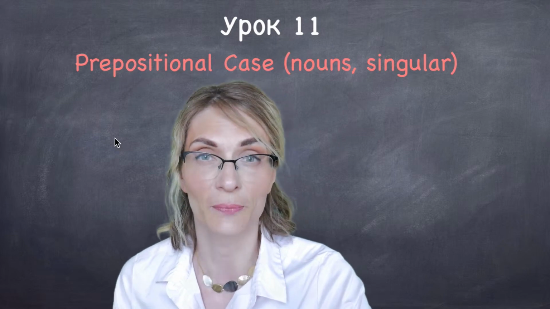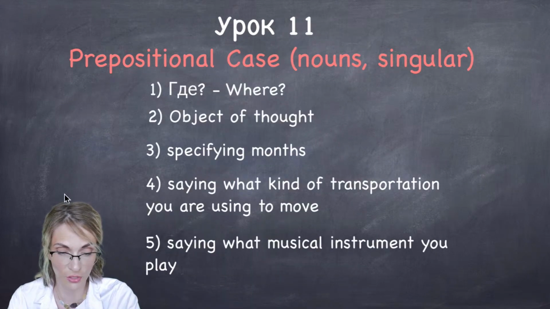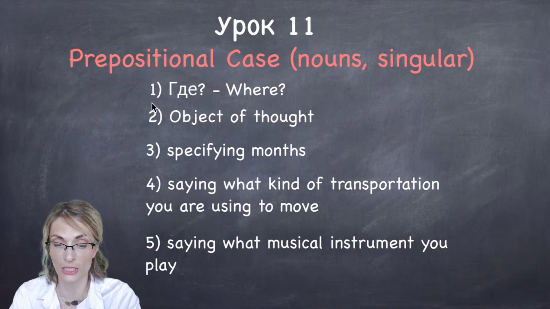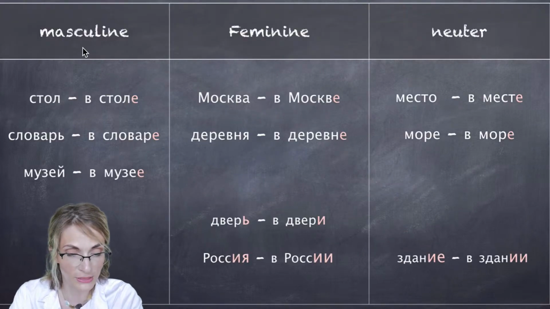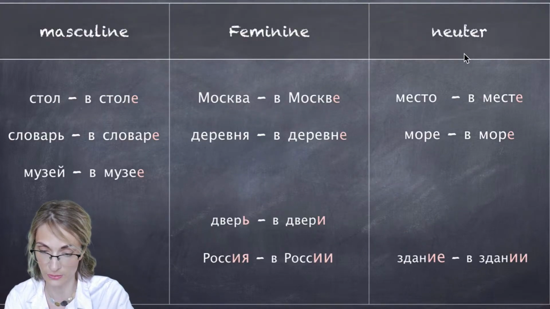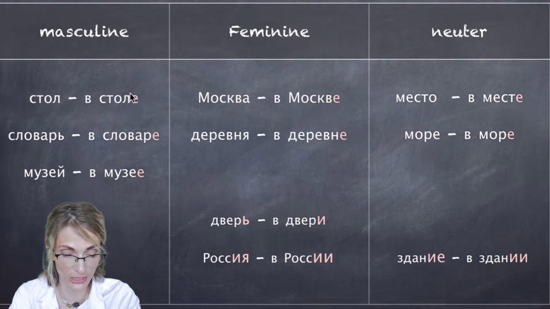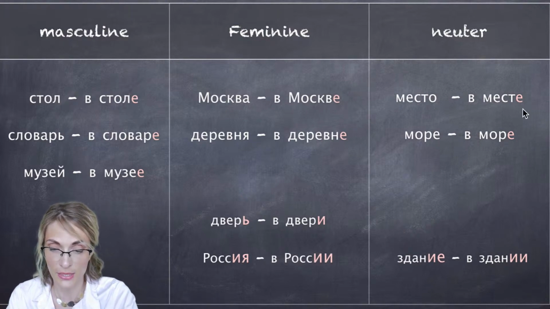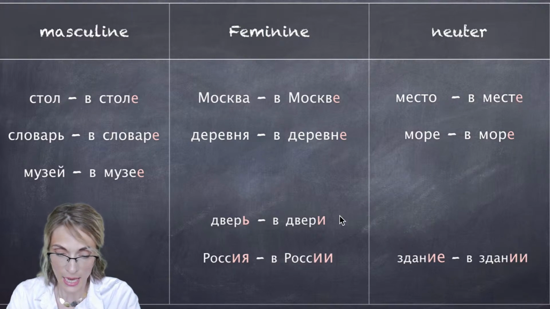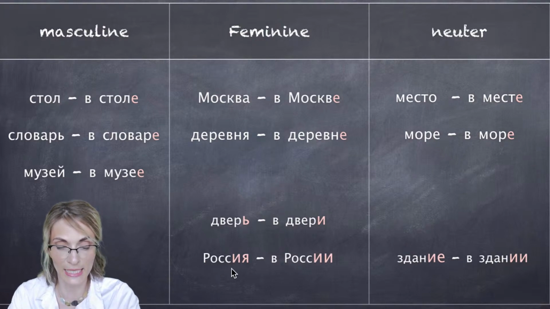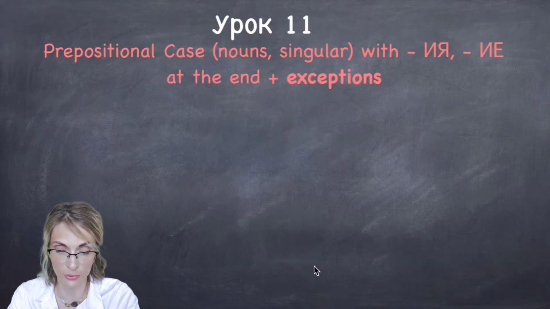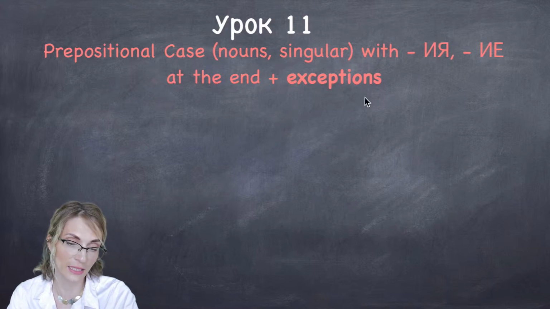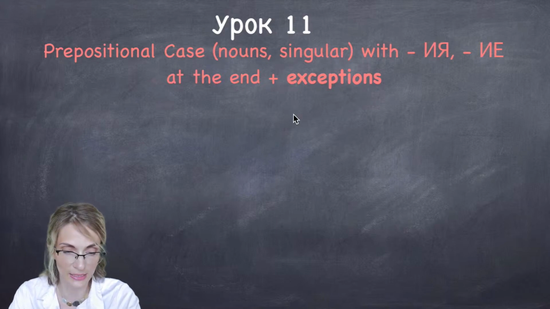Hey, welcome back to my online course for beginners. We're now in the 11th lesson, continuing with the prepositional case, nouns singular. Last time we talked about functions of the prepositional case. We talked about the first function, specifying location where the action takes place. We looked at the forms of masculine, feminine, and neuter nouns, and it was pretty straightforward that all of the genders have the ending -ye. Now it's time to practice these types of nouns, those ending with -iya and -iye. So let's look at these nouns separately. We will also add a little bit of exceptions here in the prepositional case in this lesson.